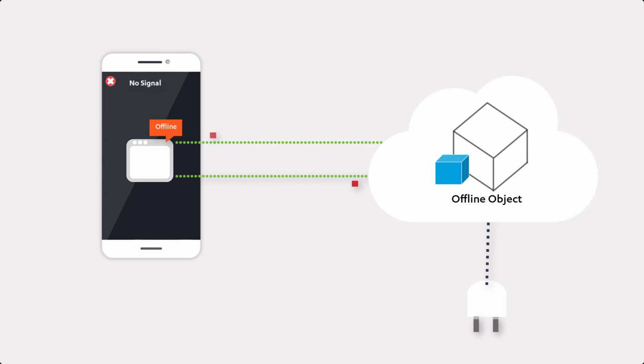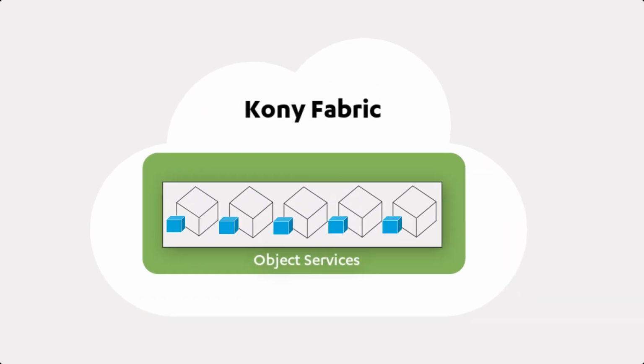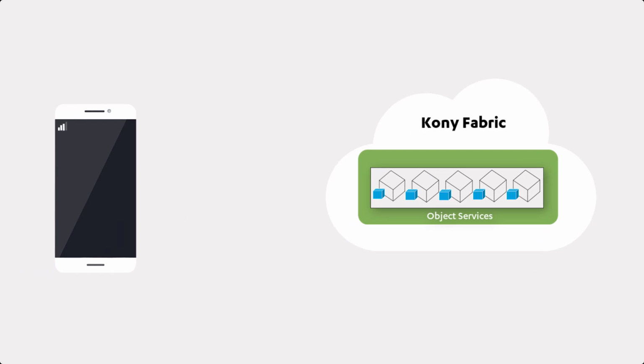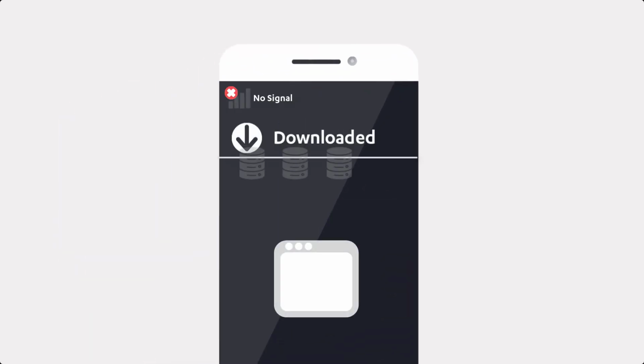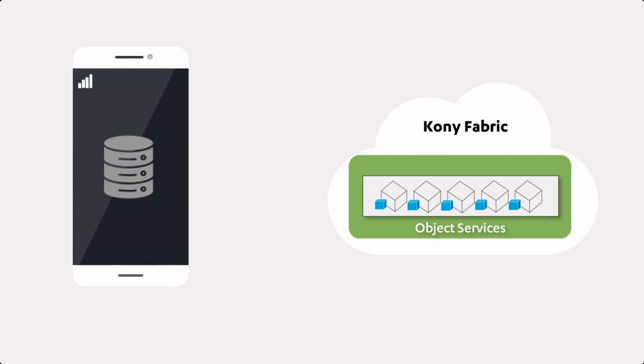An offline object is the solution to the synchronization problem that apps face when they must work offline. Offline object is a new synchronization capability built on top of object services. Using the offline objects feature, users can download data of the objects from the Kony Fabric object service to a mobile device. When the device does not have a network, the downloaded data is used. Once the device gets the network, data is synced with the Kony Fabric object services backend.